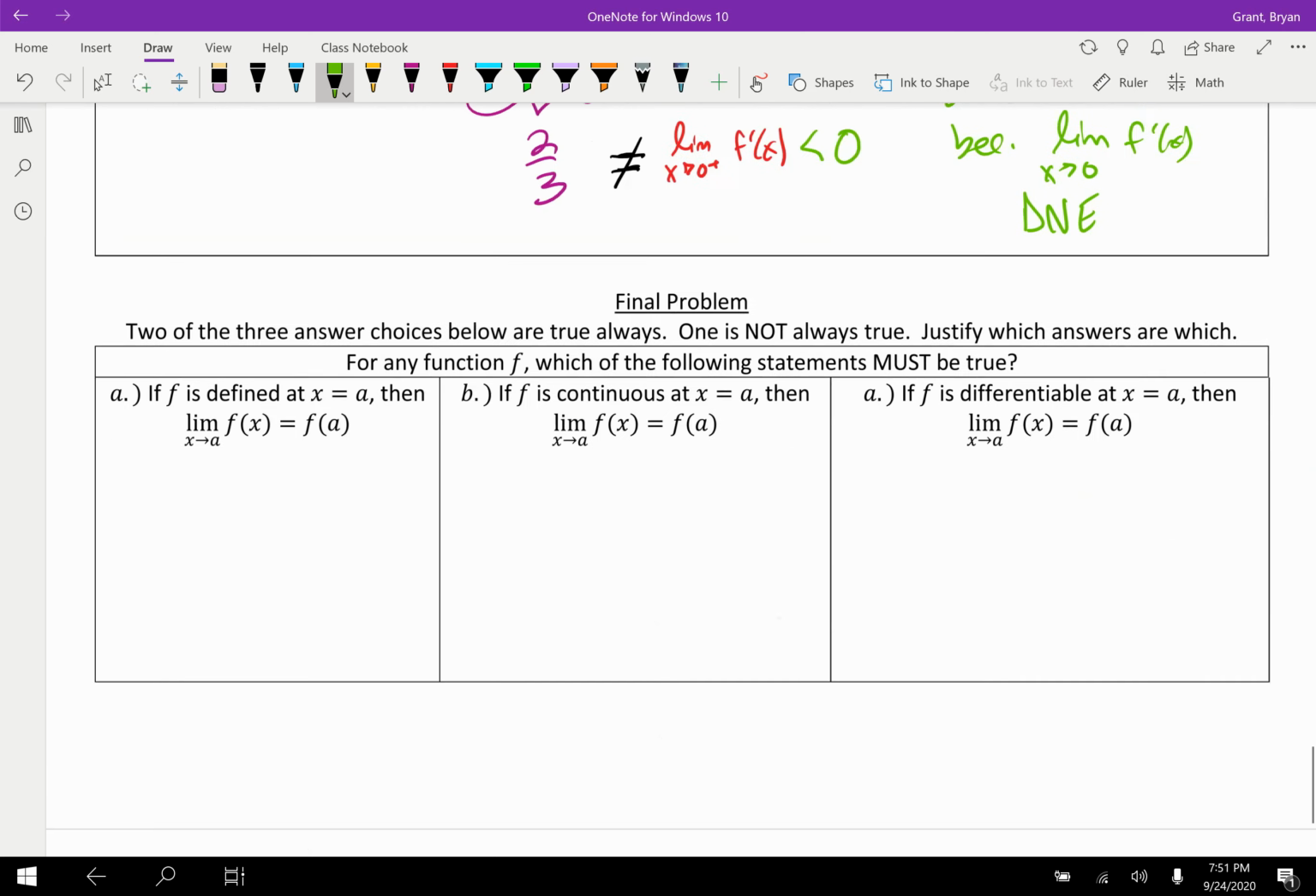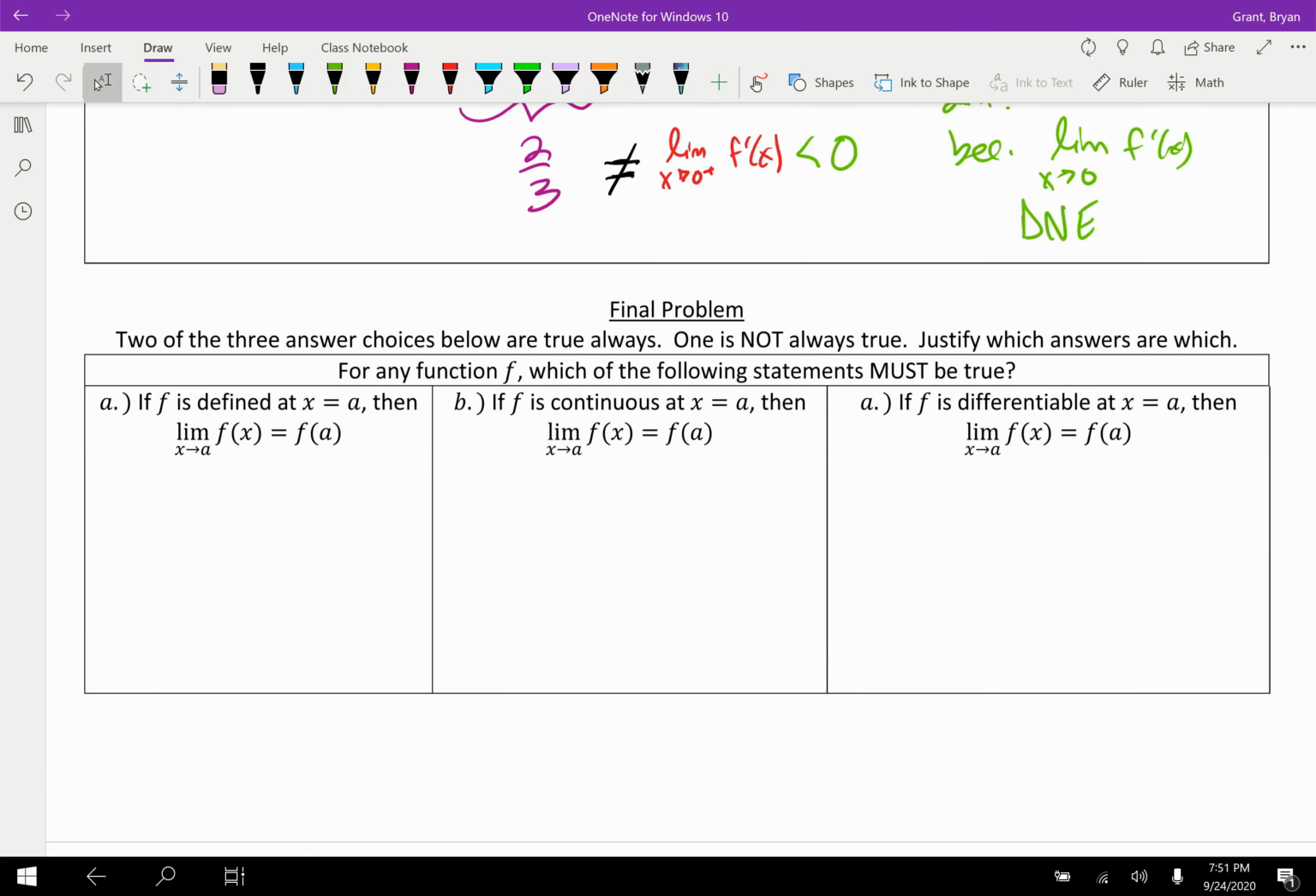Just a brief reminder, it's a pretty easy one. 2 of the 3 answer choices below are always true. 1 is not always true, and we just have to decide which is which. Well, A, if f is defined at x equals a, then does the limit as x approaches a of f of x equal f of a? Well, for something to be defined, it means there's a point there.